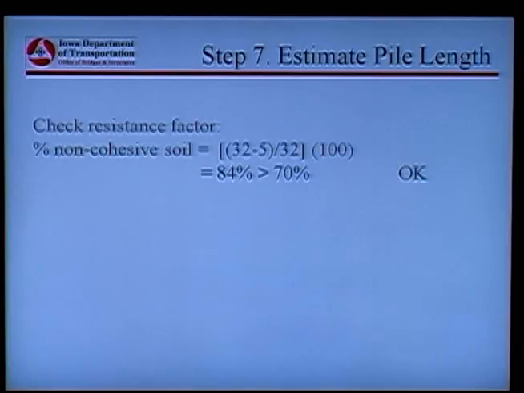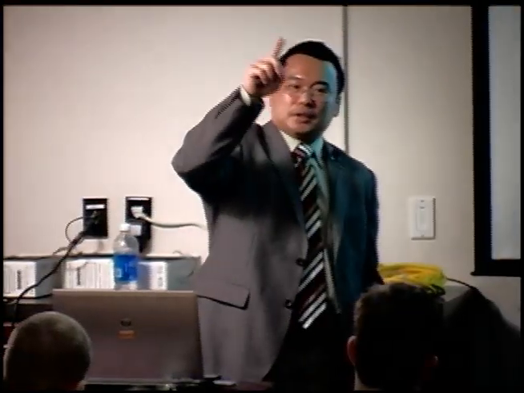If it's not, then you have to repeat the process again with the right resistance factors. Right? Go through the calculation, determine the length, and check back the assumption or the percentage. Right?